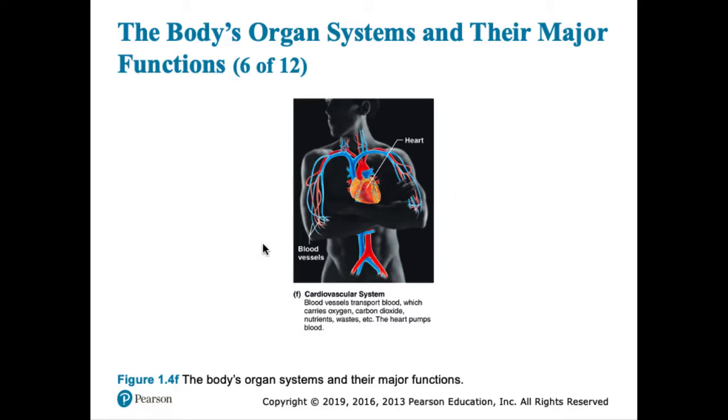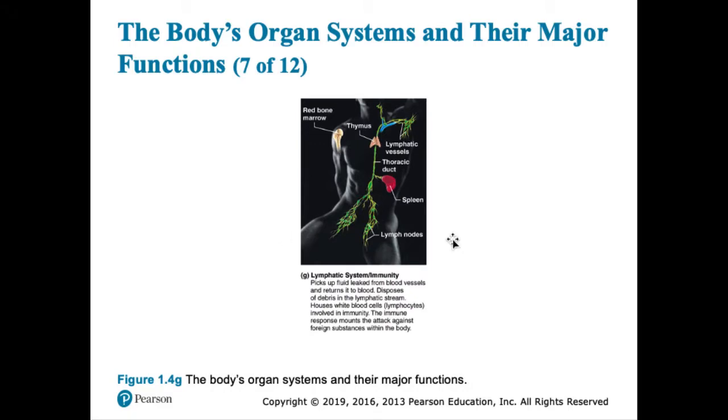The cardiovascular system, of course, has blood vessels that transport blood, carrying the oxygen, carbon dioxide, nutrients, waste, etc. The heart is the main engine that runs that and, of course, pumps the blood, as you know. The lymphatic system picks up any fluid that has leaked from the blood vessels and returns it to the blood. It also disposes of debris in that lymphatic system. It houses the white blood cells, or what we call the lymphocytes, that are involved in immunity. And, of course, it helps us with that immune response, distributing things to sites of infection or injury or something like that.